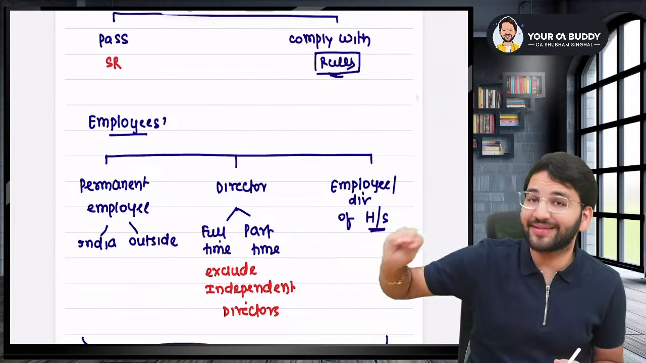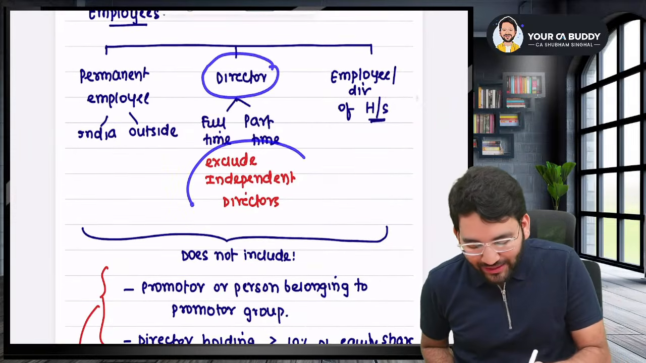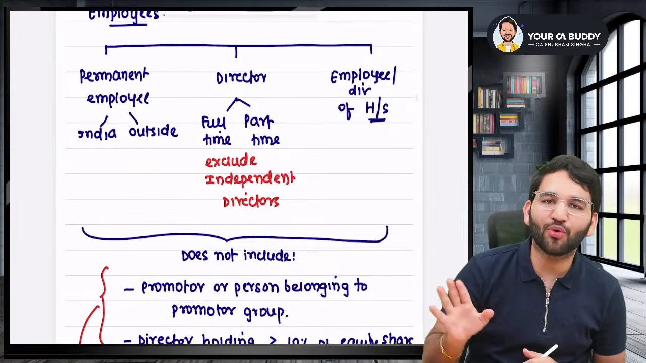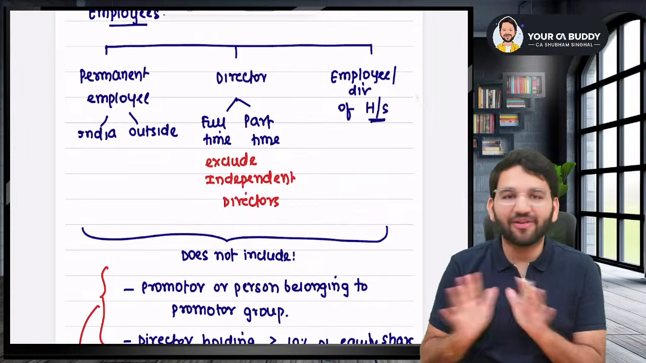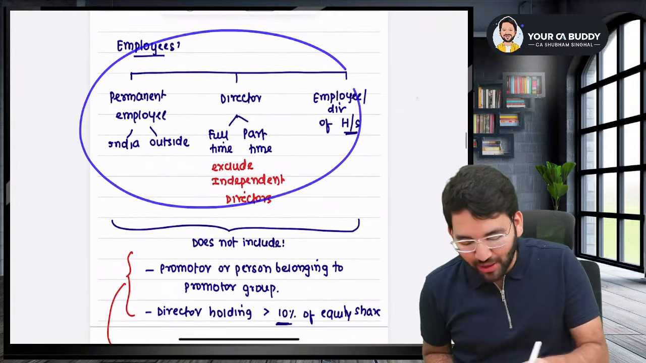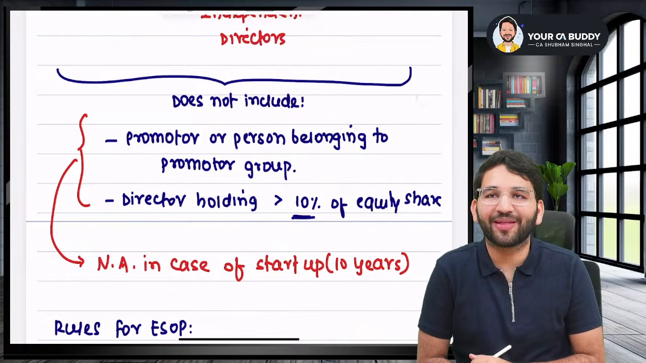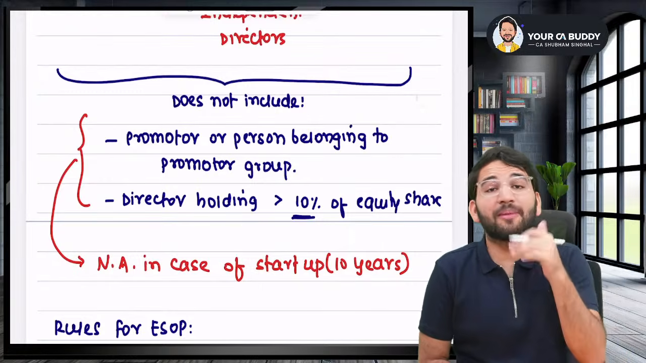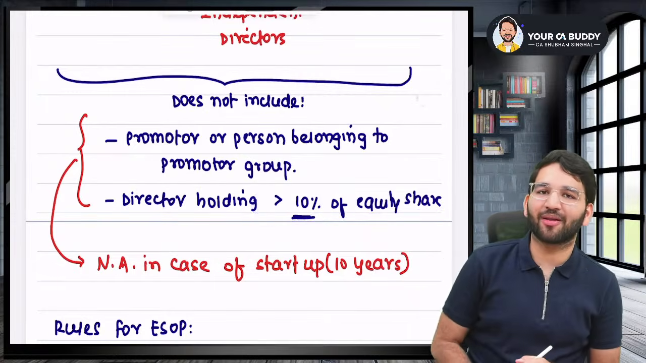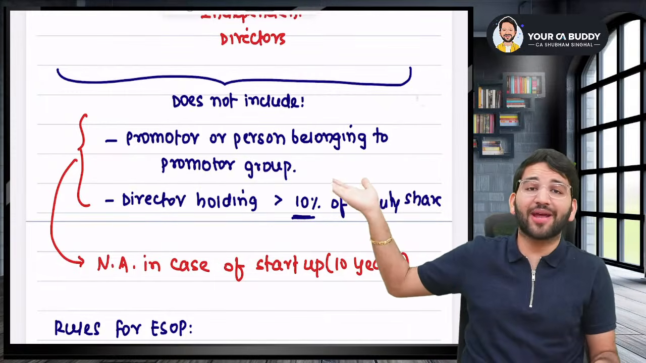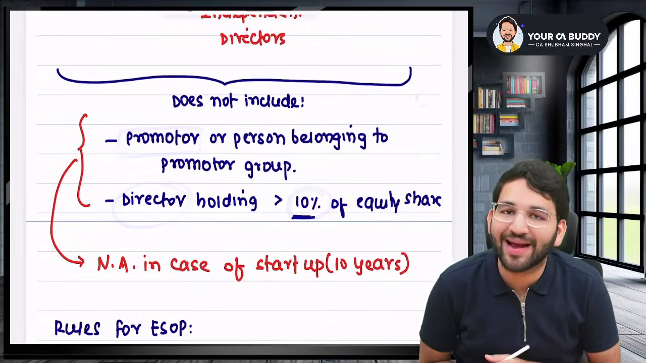But here there are some differences in section number 62, which is about ESOP. It says that in director, you will exclude independent directors. Please do not count independent directors. Independent directors can never get ESOPs. And moreover, in the definition of employees, you will exclude two people. Number one, promoter or person belonging to the promoter group. So promoter as in the founder of the company, or the people belonging to the founder group, or any directors who hold more than 10% of equity share. So if you're already holding so much of share, you cannot get ESOPs. So promoter cannot get ESOPs, director cannot get ESOPs if they hold more than 10%.